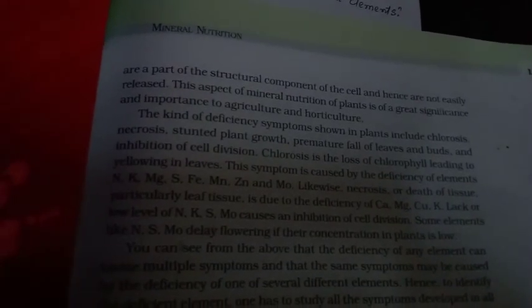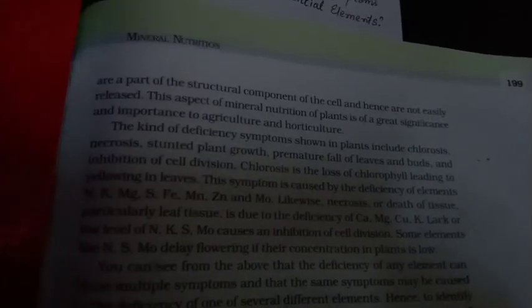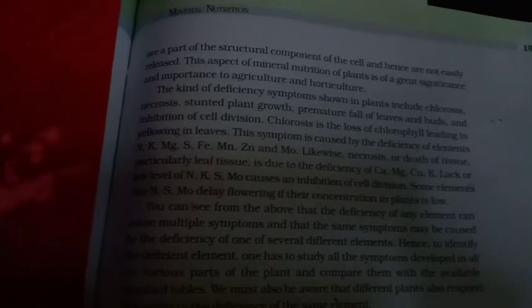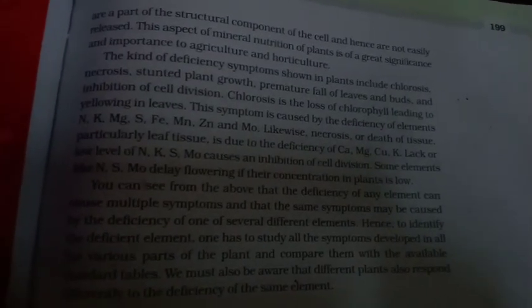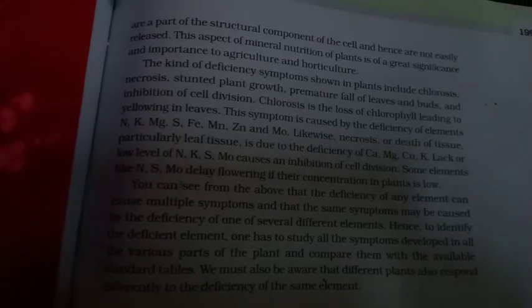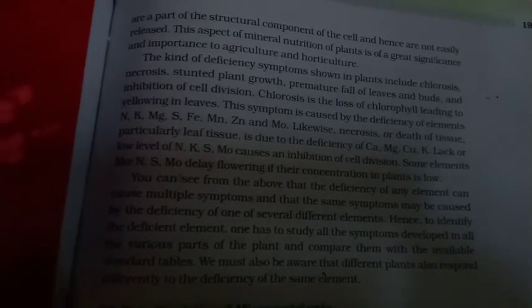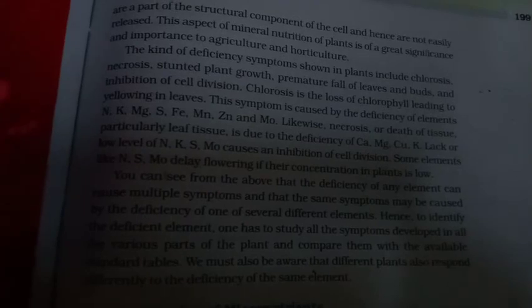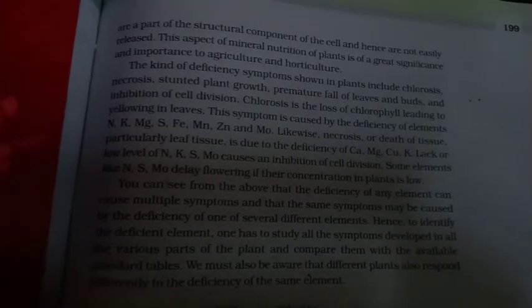Low levels of nitrogen, potassium, sulfur, molybdenum cause an inhibition of cell division, and some elements like nitrogen, sulfur, molybdenum delay flowering if their concentration in the plants is low. That means a particular nutrient affects plant growth in a particular way, which will appear as a deficiency symptom. So the deficiency of any element can cause multiple symptoms, and the same symptoms may be caused by the deficiency of one or several different elements.